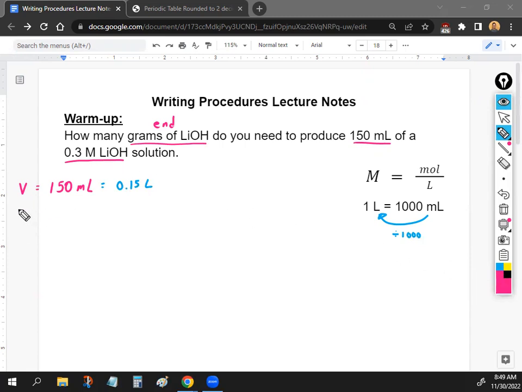All right, and then the last number that we have is going to be our value for molarity, the concentration. It's going to be 0.3 molarity. Okay, so those are all the numbers that we have in the problem, and we just got to use all of that in order to find grams. Okay.